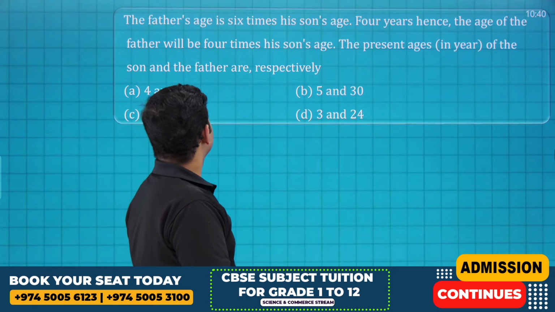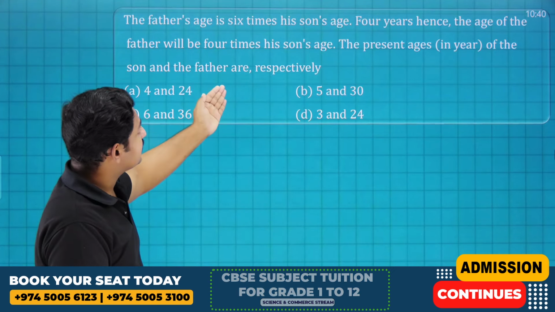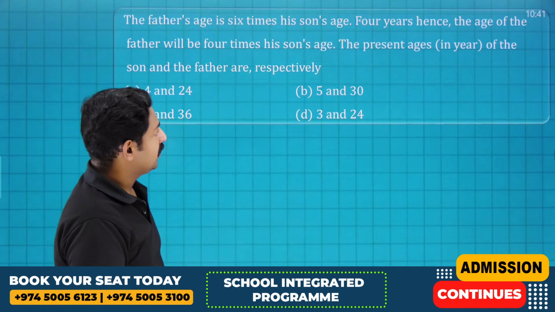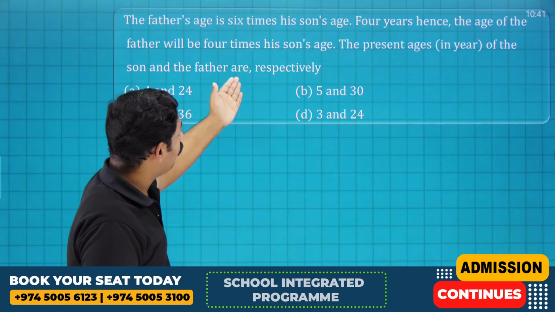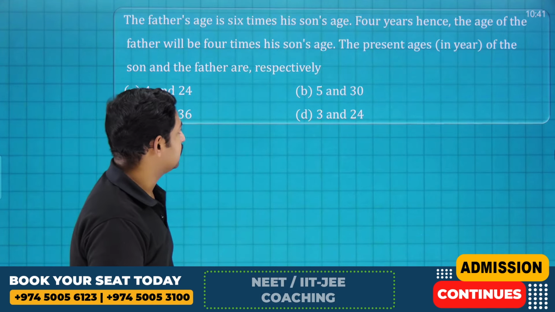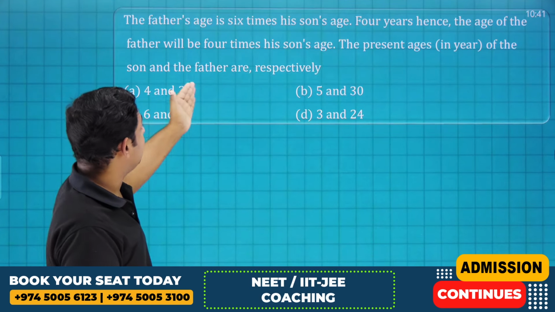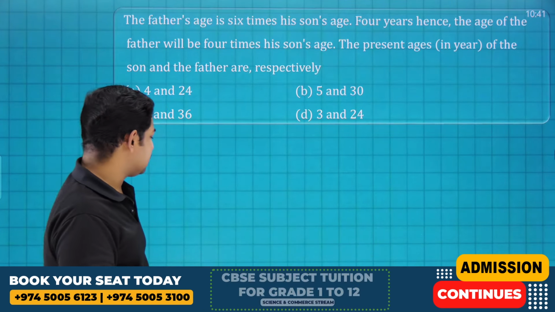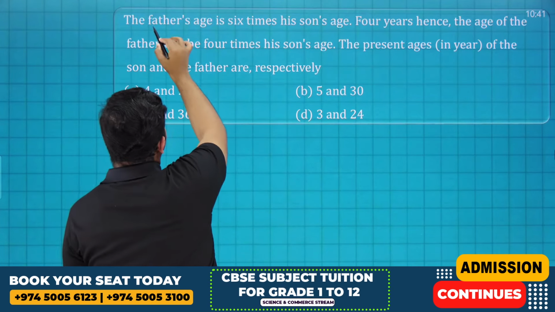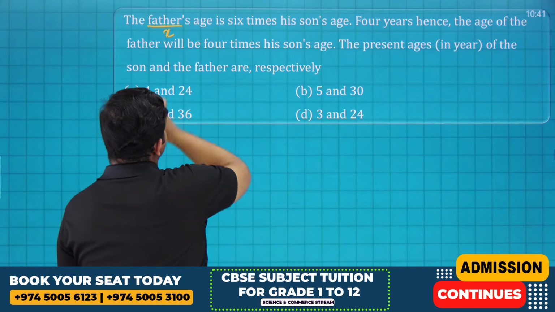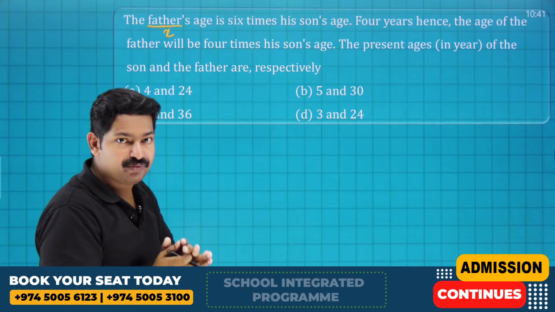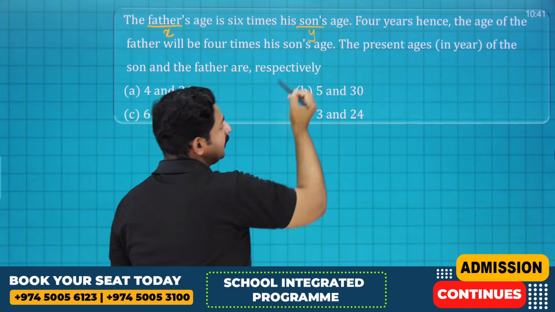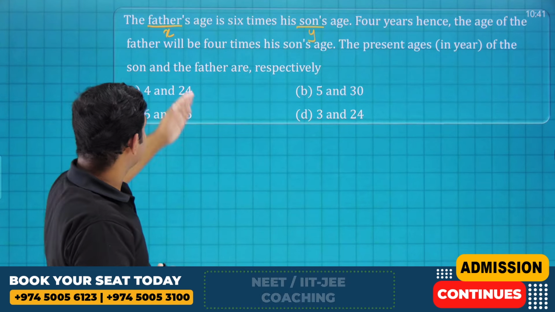Now the next one. The father's age is 6 times his son's age. 4 years hence, the age of the father will be 4 times his son's age. The present age of the son and the father are represented as. So present age we need to find out. So we can take the age of the father as x, that is, the present age of father is x, and his son's present age can be taken as y.